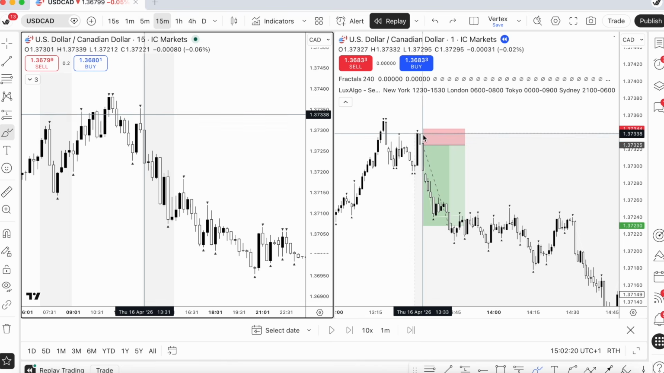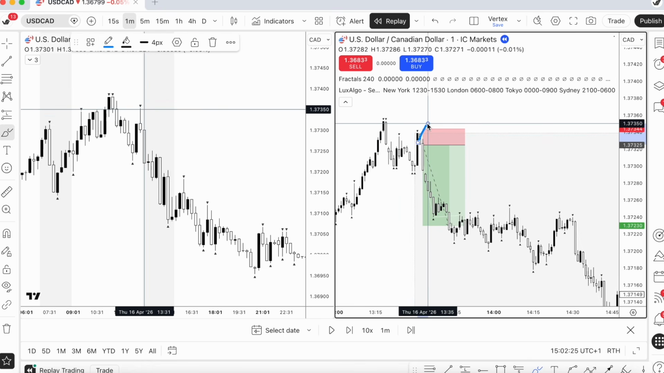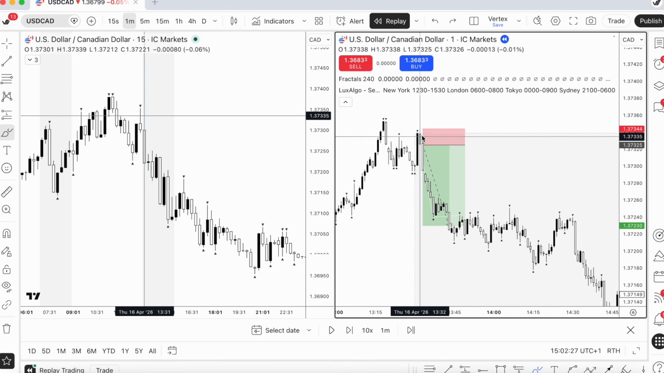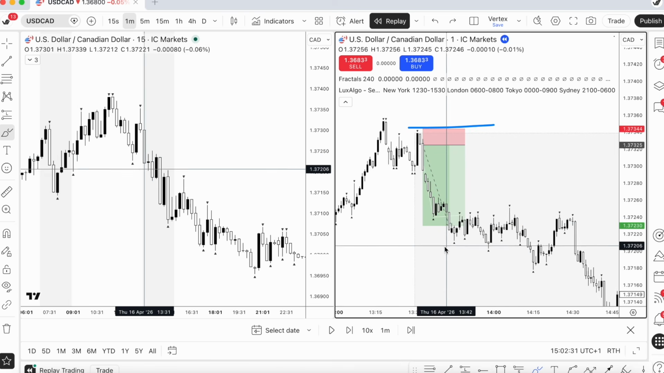Now in this case, coming straight into the session, we have a sweep here: sweeping candle, refinement candle, entry candle. Very simple, stop loss above the high, and then we have our target. Now this is the case of showing you again why we look to trade certain sessions.